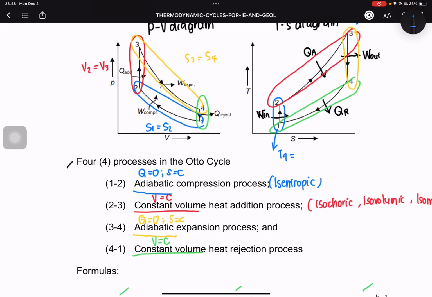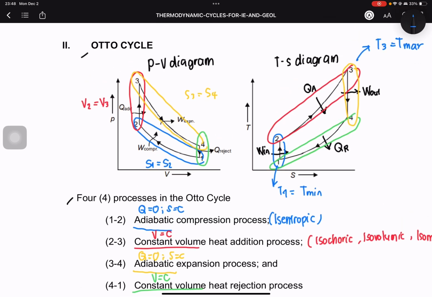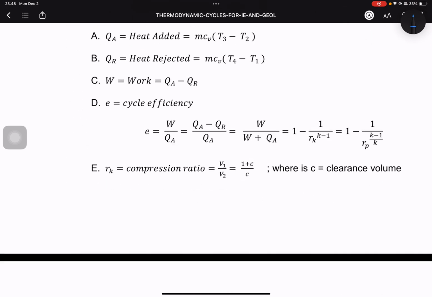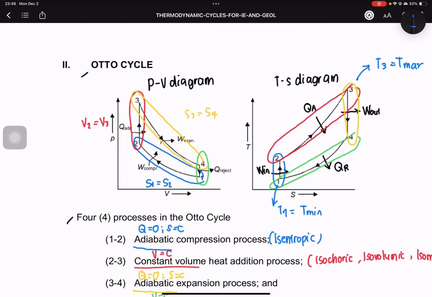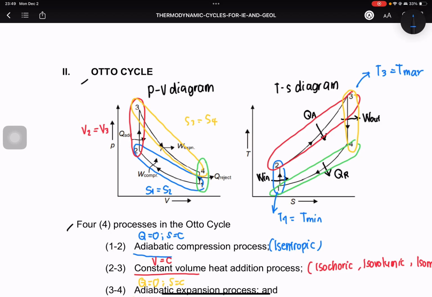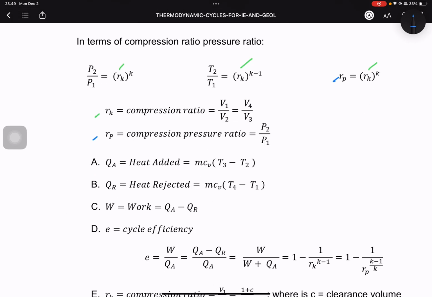Right? The minimum temperature. And then the pressure, again, is also P3, based on our PV diagram. P3 is the maximum pressure. And then our P1 is the lowest pressure, or the minimum temperature, pressure rather. Okay?